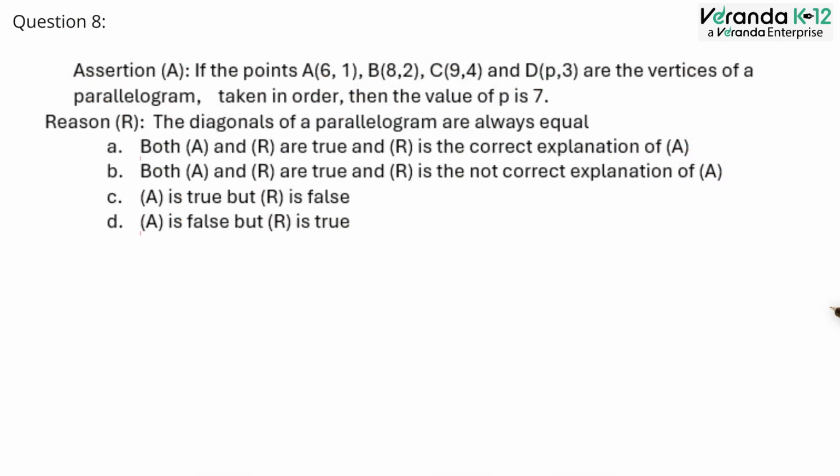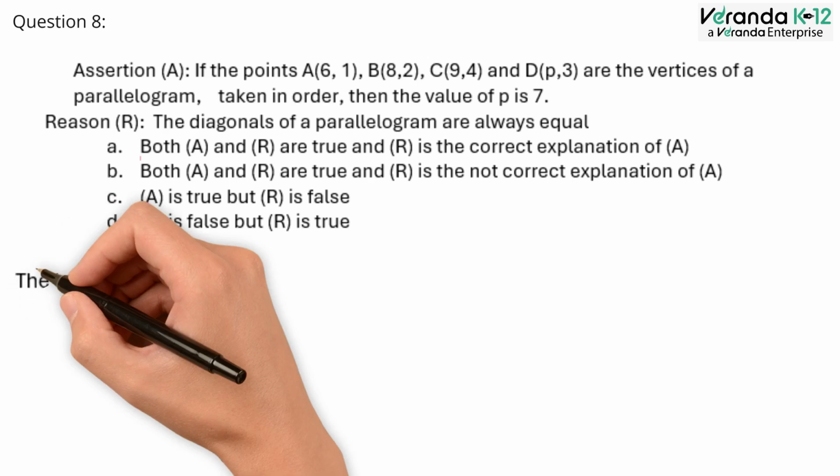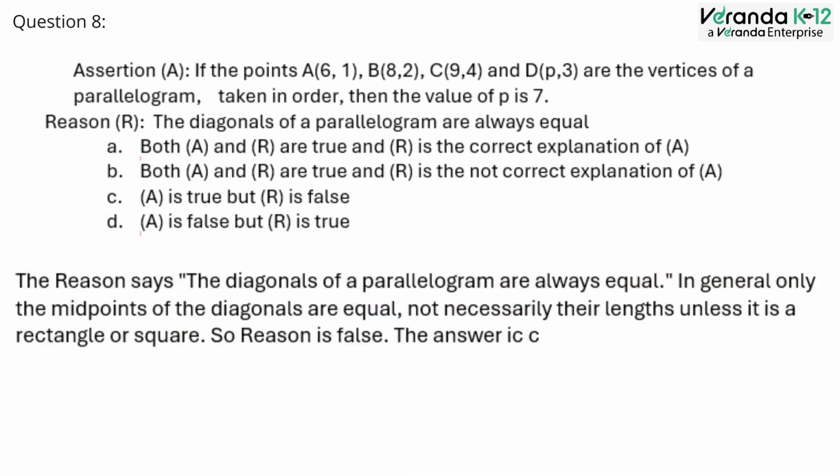Okay students, next we will discuss an assertion and reasoning question. So assertion is, if the points A (6, 1), B (8, 2), C (9, 4) and D (P, 3) are the vertices of a parallelogram taken in order, then the value of P is 7. Reason is, the diagonals of a parallelogram are always equal. So the reason says the diagonals of a parallelogram are always equal. In general, only the midpoints of the diagonals are equal, not necessarily their lengths, unless it is a rectangle or square. So the reason is false. So we'll go with the option C.